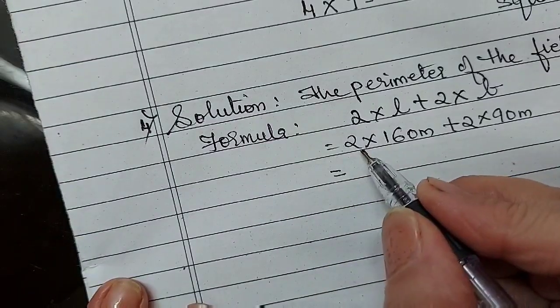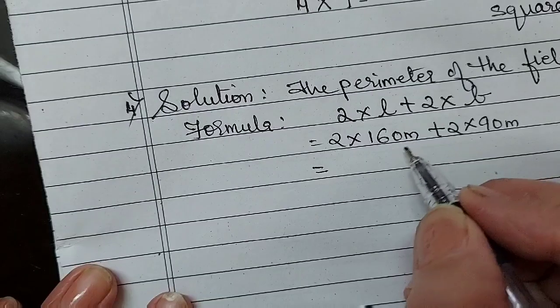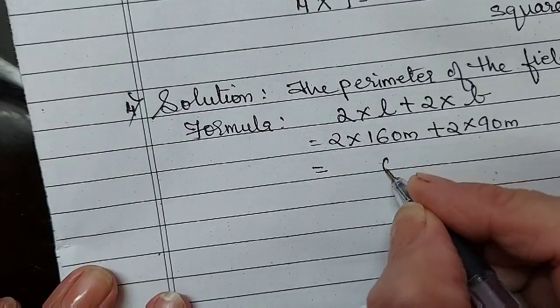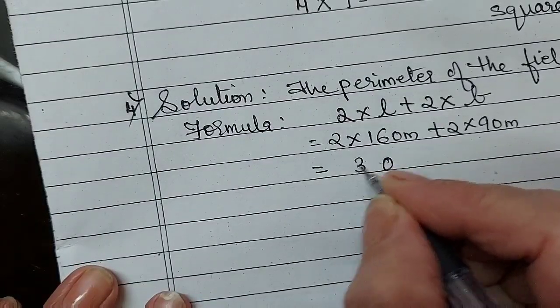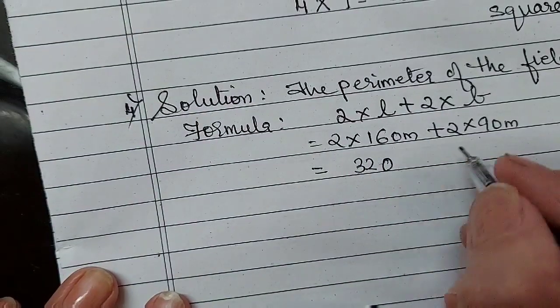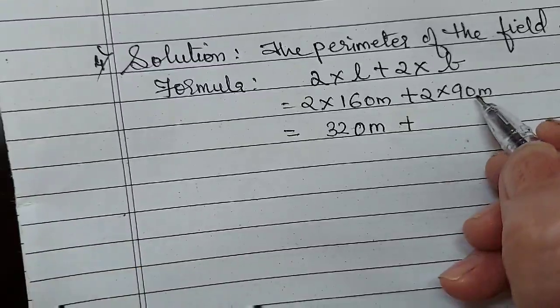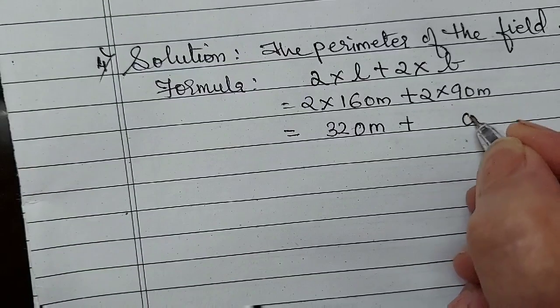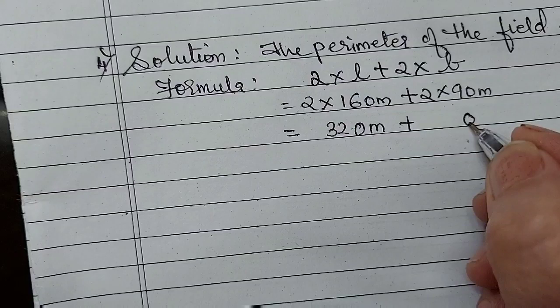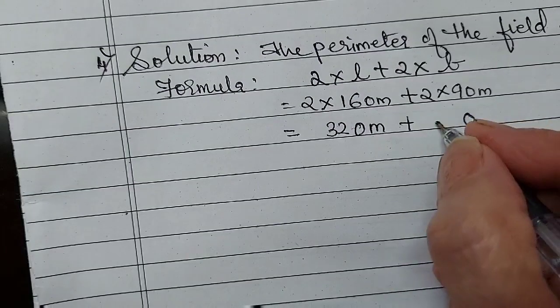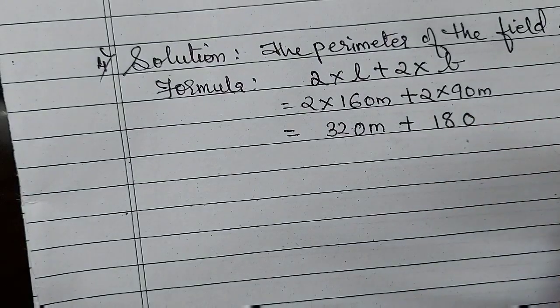Is equal to what? Now 2 into 160, no? Keep 0 aside. We can write 0 down. Now 16 2s are 32. This is 320. Now this is what? Meters. Plus 2 into 90. So we can write here 0 as we did here. Write the 0 first only. Now 2 nines are 18. Write here 18. Now again this is meters.